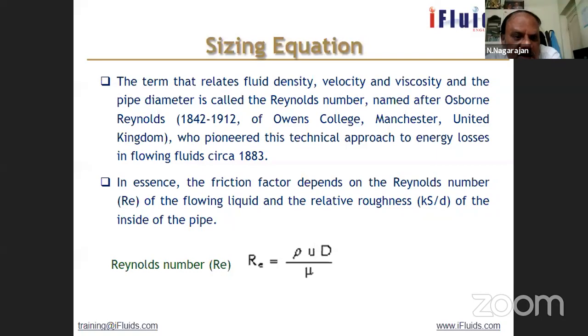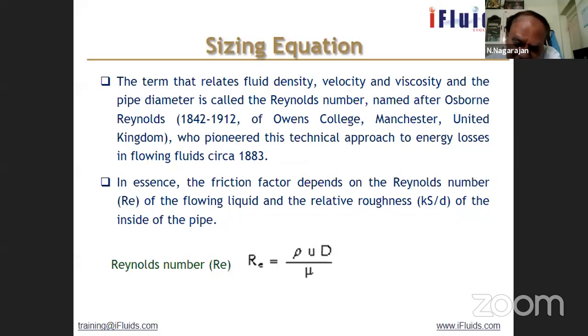So this scientist lived between 1842 and 1912. He was in the college, Owens College, Manchester, UK. Okay. What is the Reynolds number? You all know. This is the basic formula you have to remember, it is dV rho by mu. Diameter of pipe multiplied by velocity multiplied by density of the liquid divided by viscosity of the liquid. So this is called the Reynolds number.